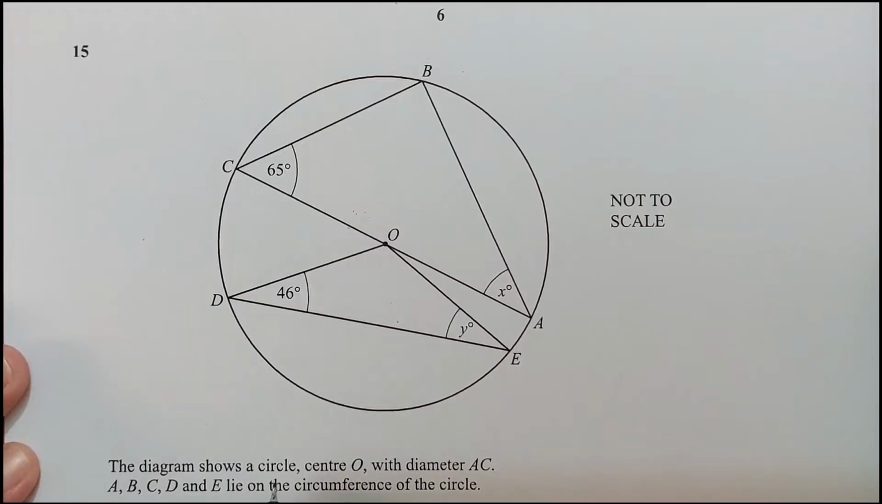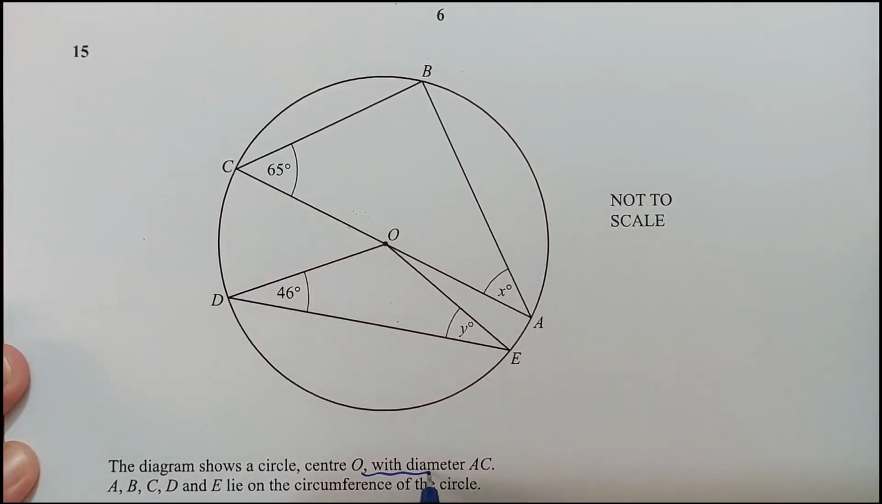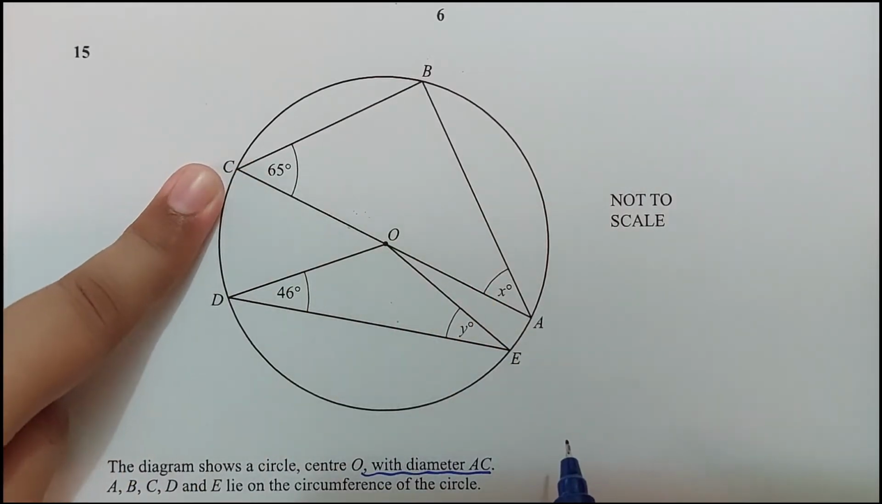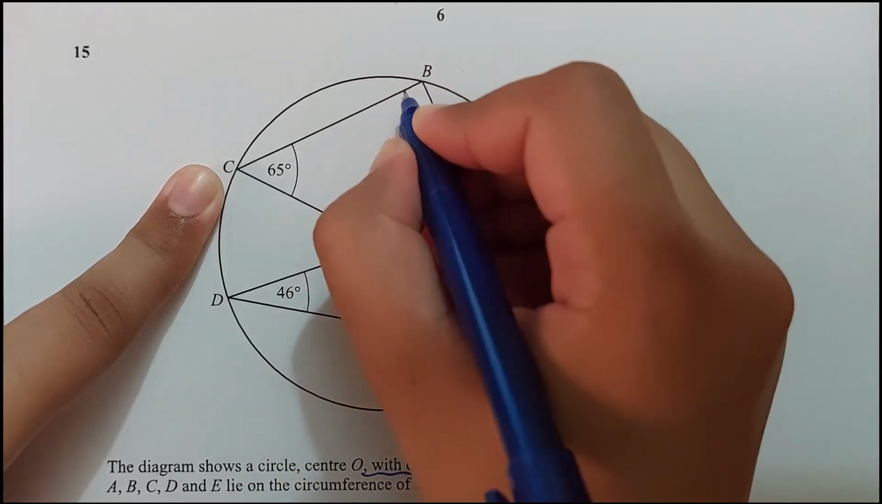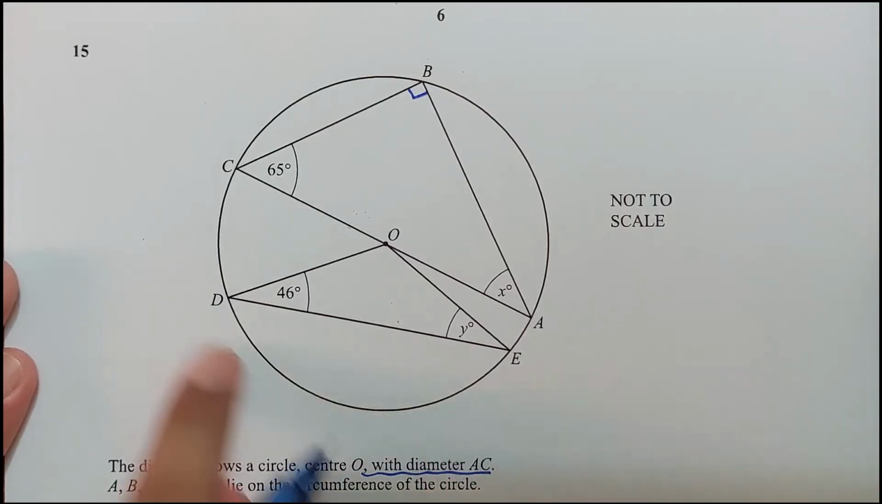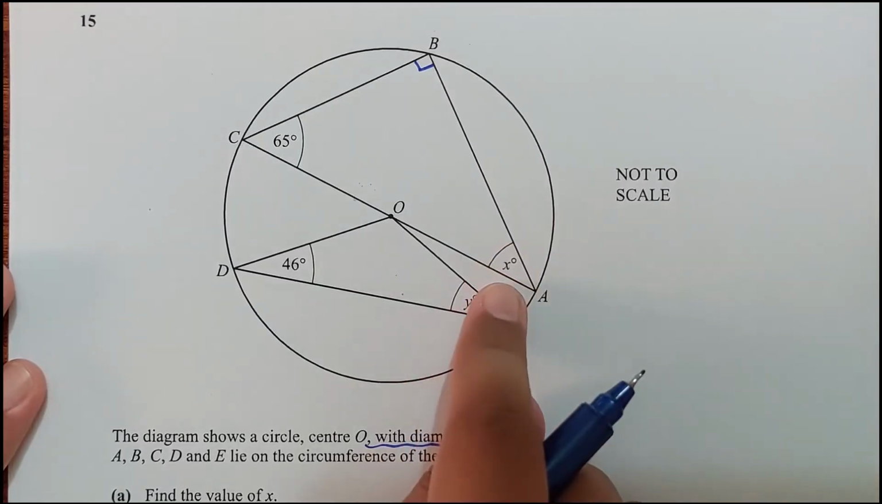Question number 15. The diagram shows a circle, center O, with the diameter AC. AC, this is the diameter, right? Okay, so this is the center of the circle, AC is the diameter, and the triangle over the diameter is a right triangle, so this is a right angle. A, B, C, D, and E lie on the circumference of the circle, right? Now for part A, find the value of x, give a reason for your answer. So we have to solve for this x.